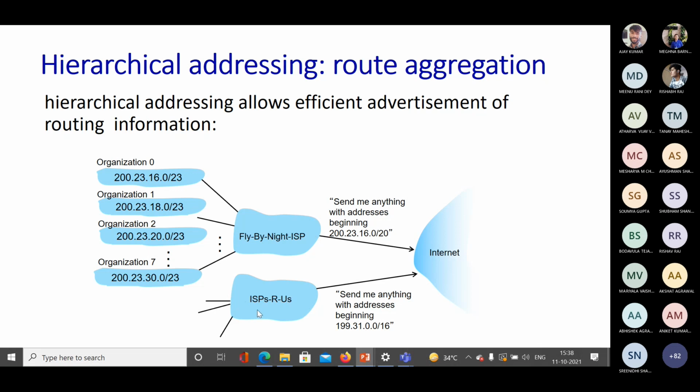Similarly, for ISP's RUS, it has a subnet mask of 16 and its IP address is 199.31.0.0, which is the beginning address for this one. So it will simply inform the nearby router to send it anything with addresses beginning with this particular IP address. Okay.